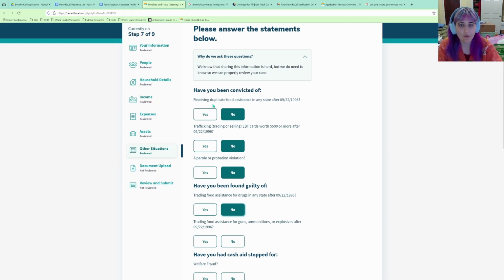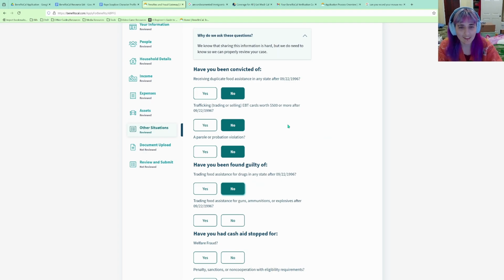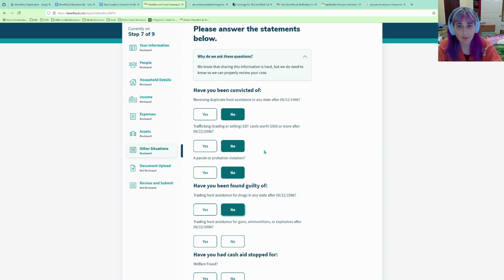Have you been convicted of receiving duplicate food assistance in any state after September 22nd, 1996? No. Trafficking, trading, or selling EBT cards worth $500 or more after September 22nd, 1996? No. Fun fact, these 1996 dates are relative to Bill Clinton and his policies of making tighter restrictions for welfare benefits to prevent fraud a bit, but also a lot of his policies greatly harmed people who could have greatly benefited from these benefits as well.